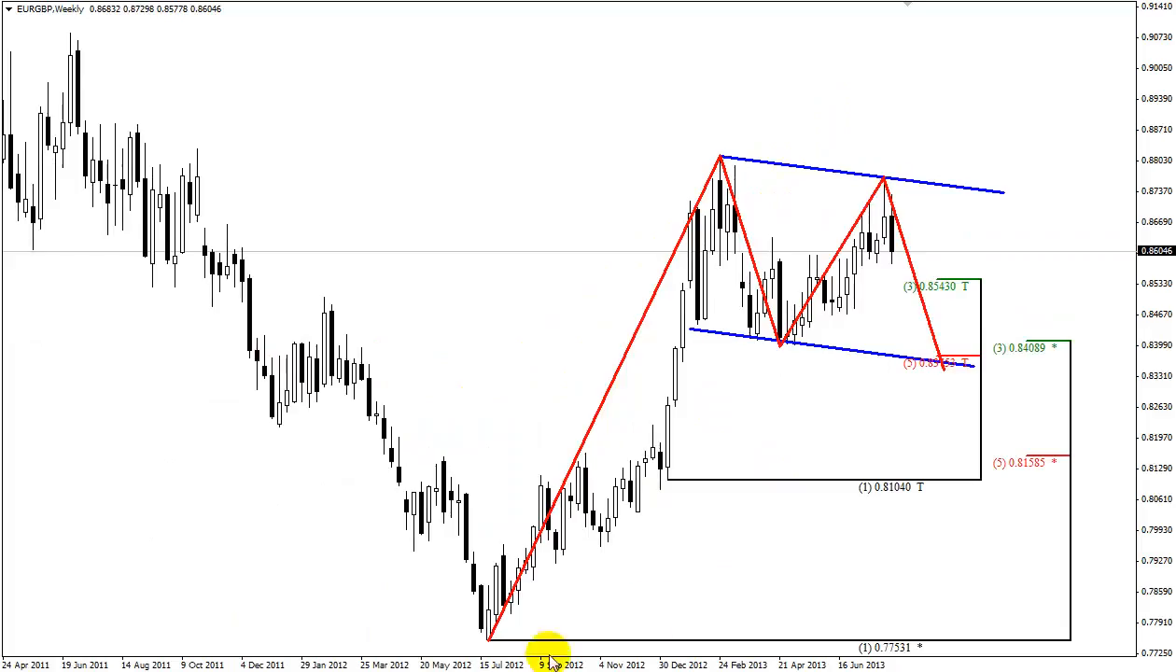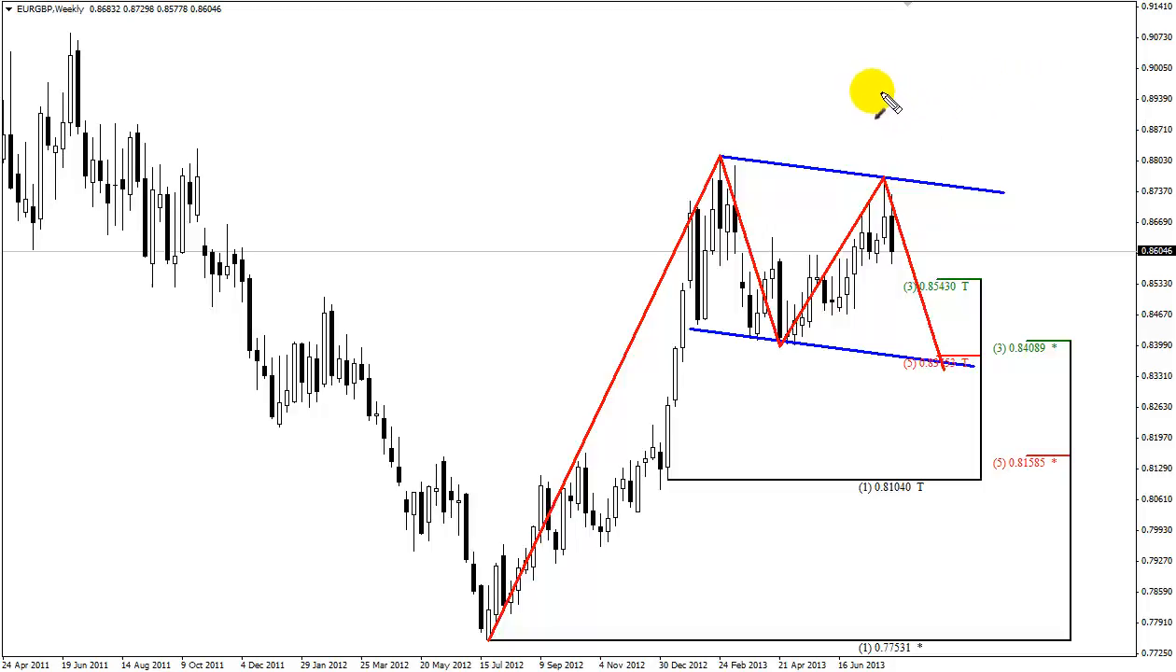Let's see it. This is a weekly chart of Euro Pound, and we can see that this is a bullish flag market by these two blue lines, and we have more details about the weekly chart in the video of the analysis of the weekly time frame. You can watch it on our website forexoverviews.com.